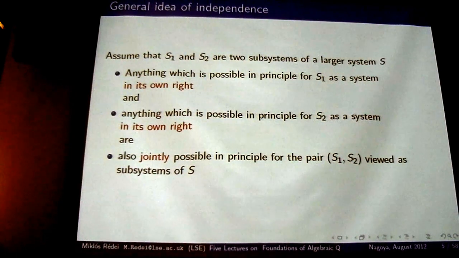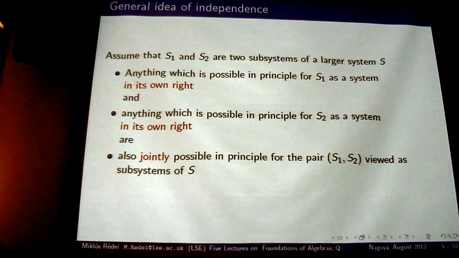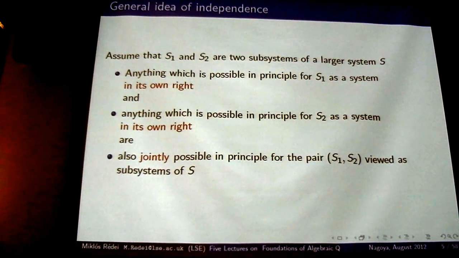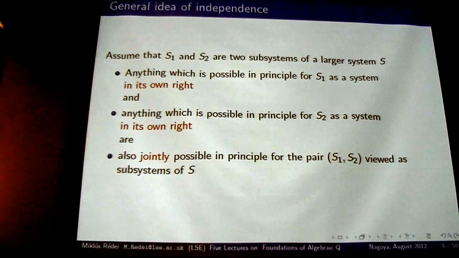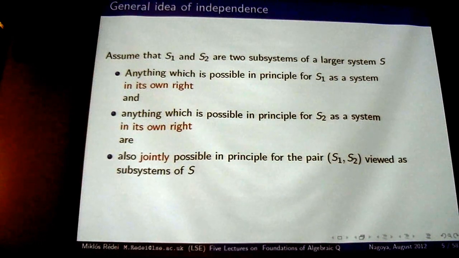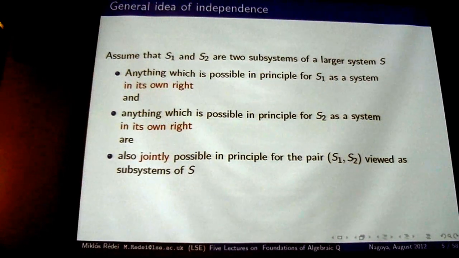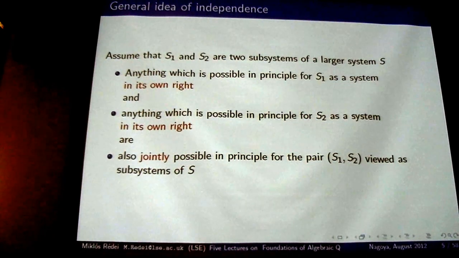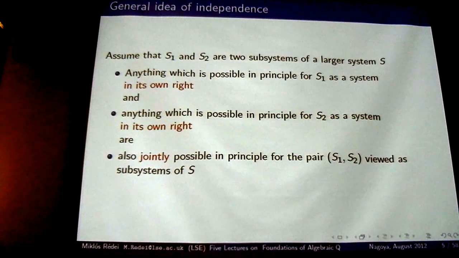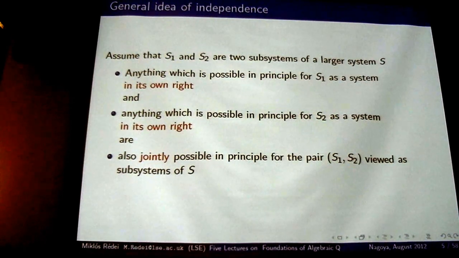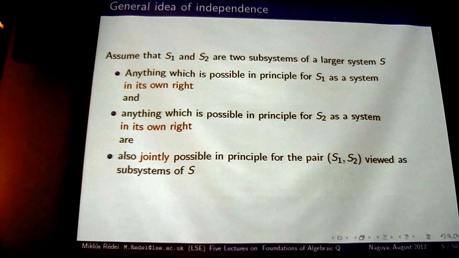Any two choices are co-possible, a possible state of the world. If he chooses Coke, that does not prohibit me from choosing anything from my fridge. If his choosing Coke would prohibit me from choosing, say, mineral water, then I would not call us in that respect independent. So that's the core idea. And I'm going to present you now specifications of this idea in the context of algebraic quantum mechanics.